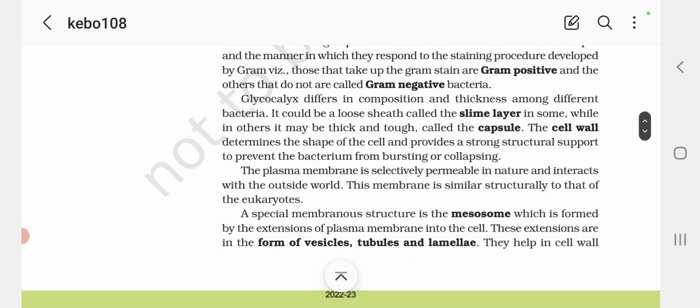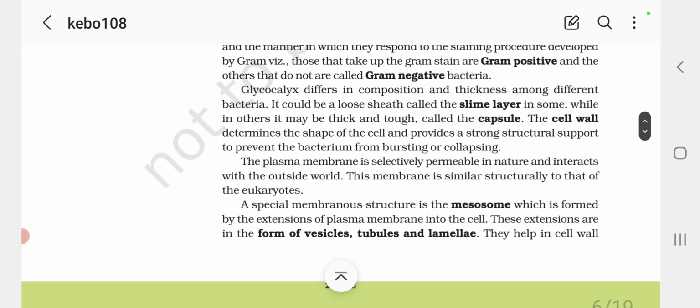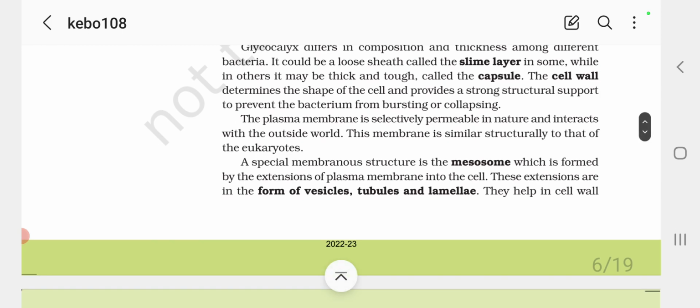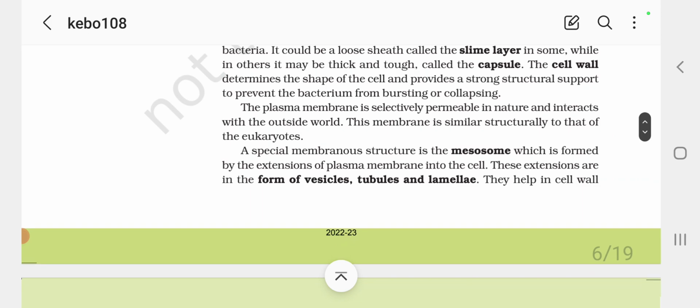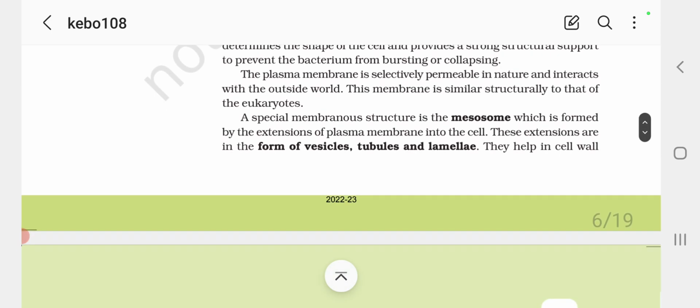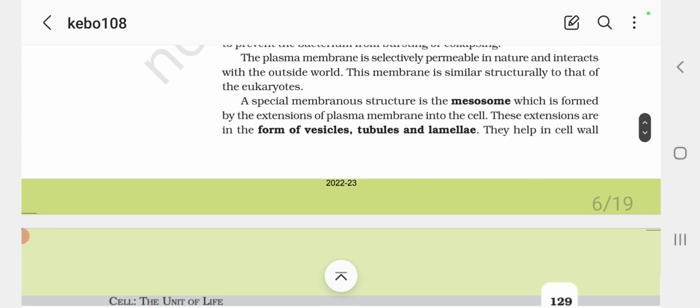Those that take up the Gram stain are called Gram-positive, and the others that do not take up the stain are called Gram-negative bacteria. Glycocalyx differs in composition and thickness among different bacteria. It could be a loose sheath called the slime layer in some, while in some others it might be thick and tough, called the capsule. The cell wall determines the shape of the cell and provides strong structural support to prevent the bacterium from bursting or collapsing. The plasma membrane is selectively permeable in nature and interacts with the outside world.